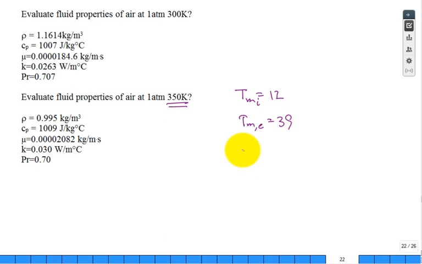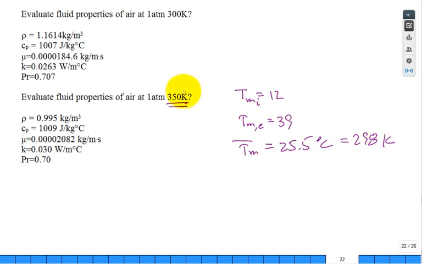Okay, so what is my average mean temperature of the fluid? 12 and 39. You divide by 2. What does that come out to be? I don't know. Comes out to be 25 and a half, 25.5 degrees C. I want that in Kelvin. Add 273. And it comes in at 298 Kelvin. That's kind of an average mean temperature of the fluid.